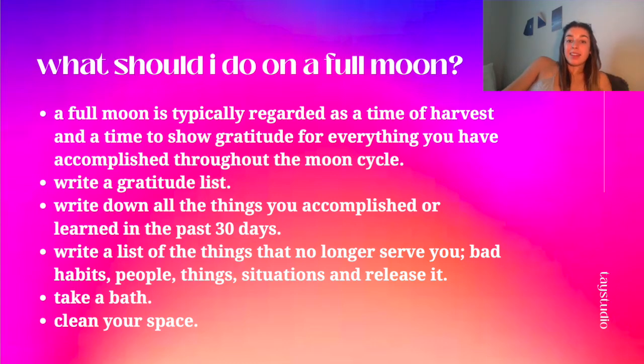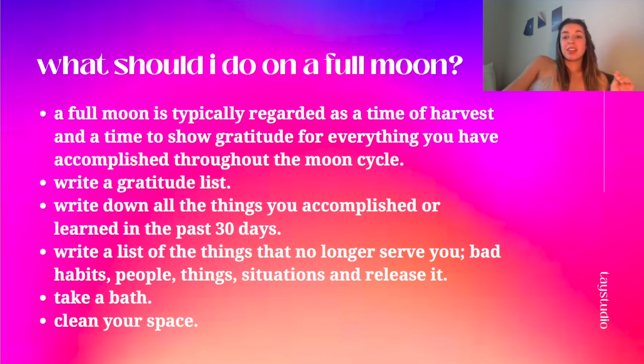And then write a list of the things that no longer serve you. So the full moon is basically a reflection period. So you can reflect on, oh wow, I accomplished this, I did this, I did this, and this, and this. But then you can also say, this happened and this was not good and I don't need this in my life anymore. Like, what can I remove? What was bad about this past 30 days and what can I remove from my life? Clear it out, you know?